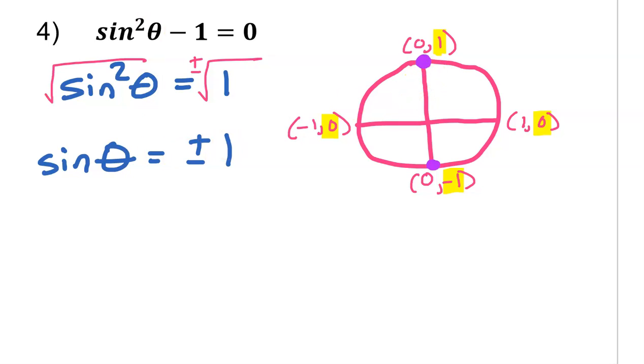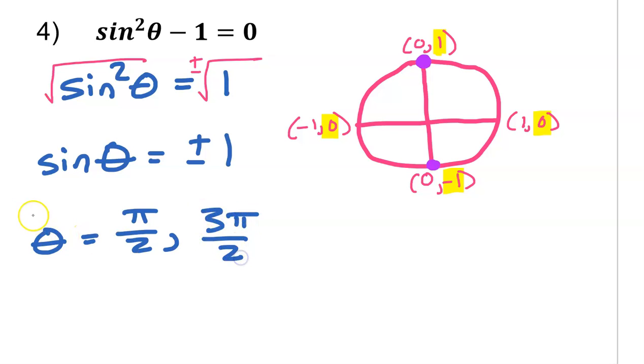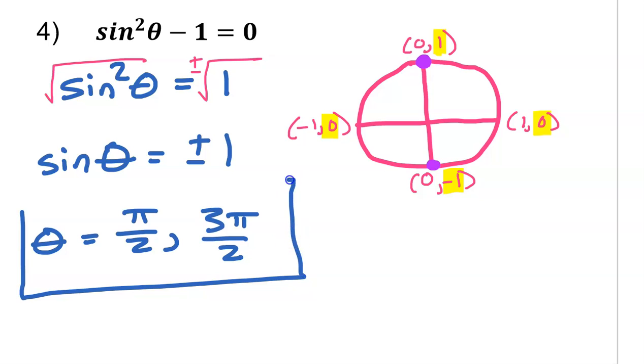So up here at the top, that's pi over 2. So theta is equal to pi over 2. And down here at the bottom, this is 3 pi over 2. So these are the answers to problem number 4.